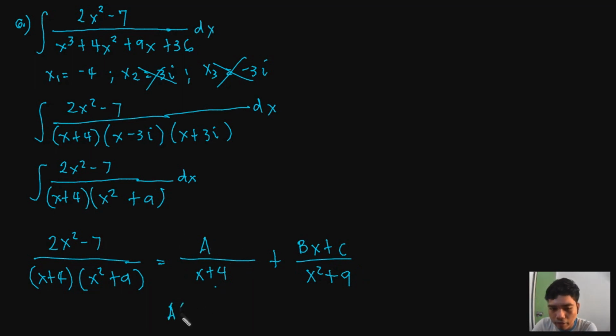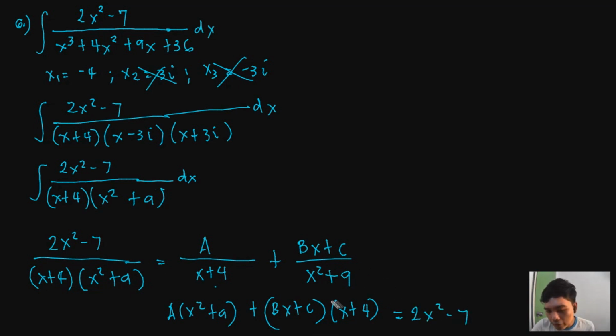So, we have a and then x squared plus 9 and then plus bx plus c and then, pero again, wag niyong gagawin yun sa tatlo na. Pag tatlo na ito, hindi yun pwedeng gawin. Pag dalawa-dalawa lang yun. So, that is equal to 2x squared minus 7. Okay, so ganyan na yung ating magiging form.